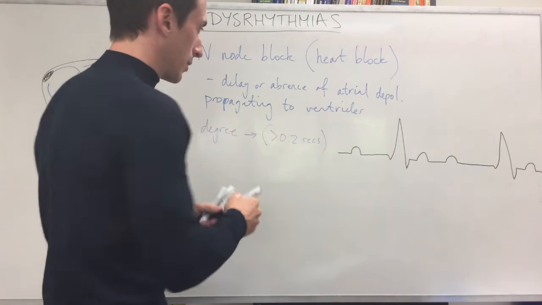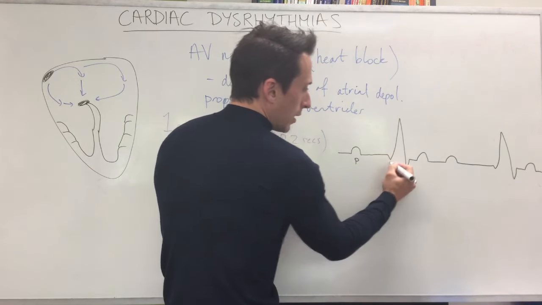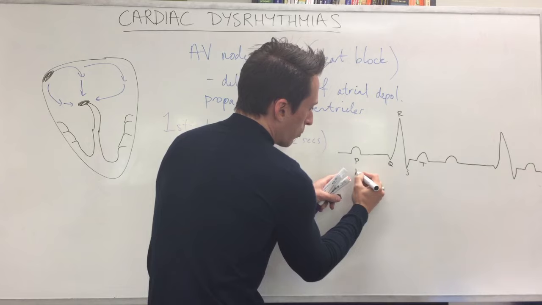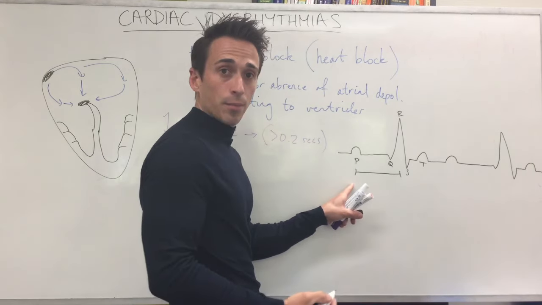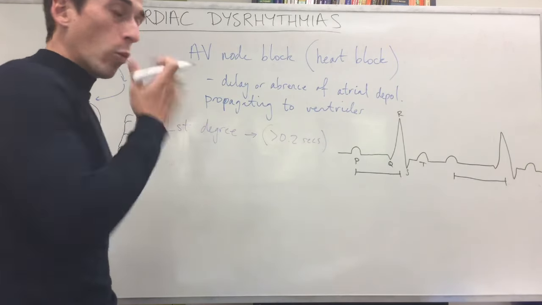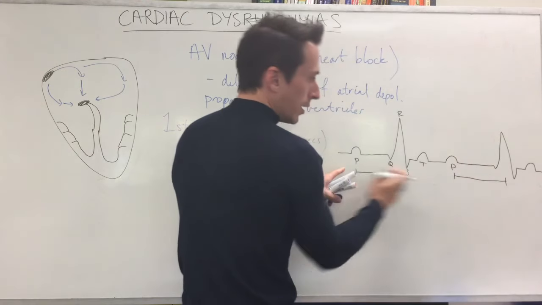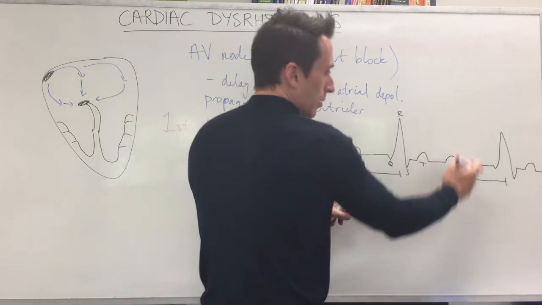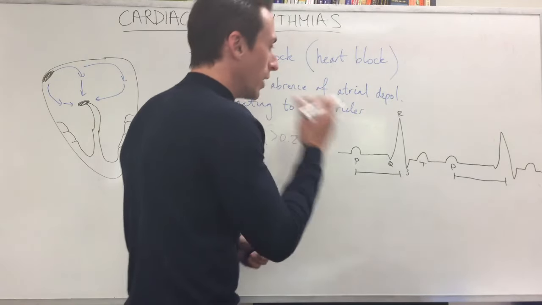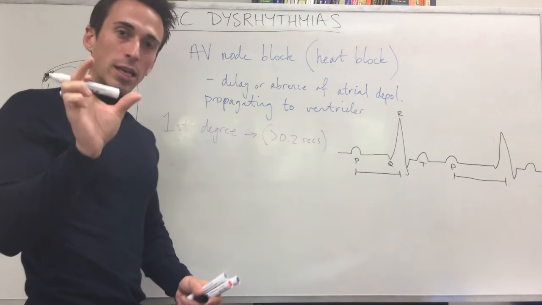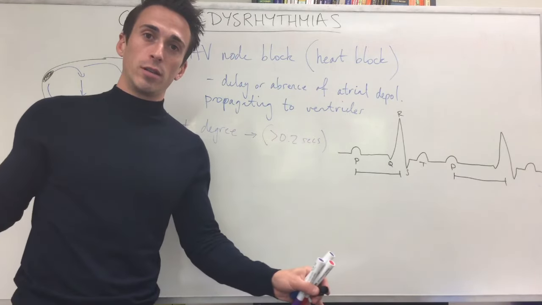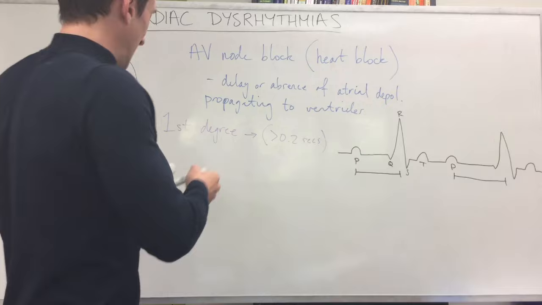Now what you find here is this. Because that's P, Q, R, S, T, you're getting this big break from the P to the R, again, a big break from the P to the R, longer than normal. But what you find is that the P to P interval stays the same. So it's always going to be P to P to P to P. It's always going to stay at the same length from each other. What you get, though, is a widened P to R interval. This is first degree heart block. What do you do for first degree heart block? Nothing. You don't treat. All right. What now? Let's look at second degree heart block.